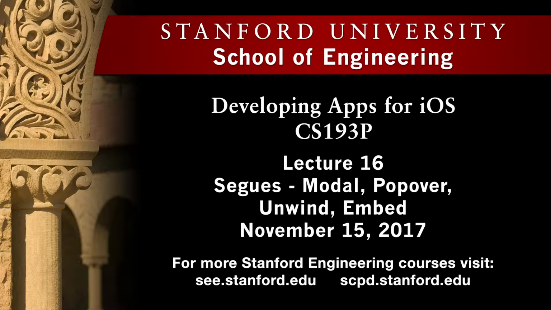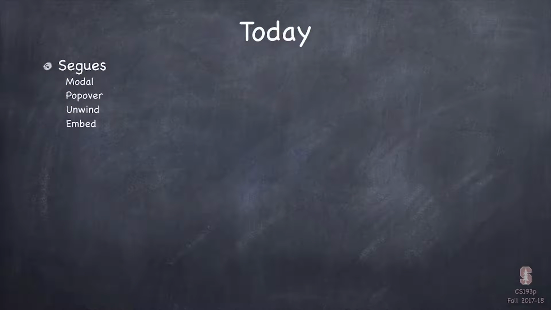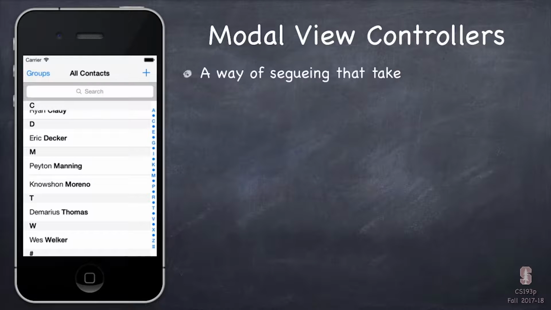Welcome to lecture number 16 of Stanford CS 193P, fall of 2017-18. We have one topic today, but it's a big one, lots of different parts of it, which is segues. This is the last important thing you need to know structurally to be able to build complicated apps. So we're going to dive right into the first one here, which is modal segues.